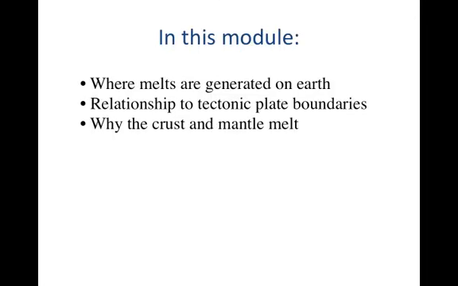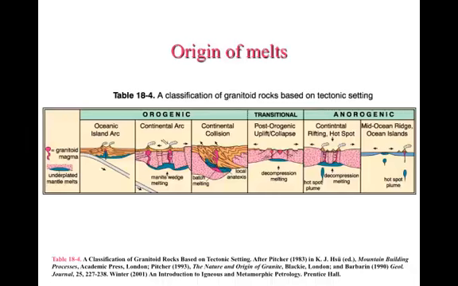In this module, we'll discuss where melts are generated on Earth and the relationship of those locations of melting to tectonic plate boundaries and why the crust and mantle melt. This table organizes locations where melting takes place in the mantle and crust based on whether you're in an orogenic setting or an anorogenic setting or somewhere in between.